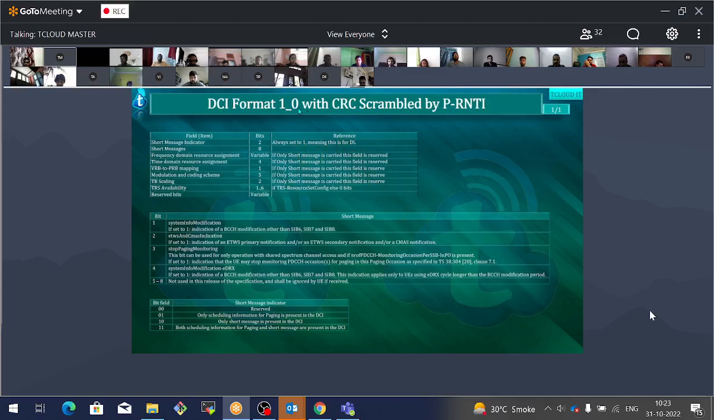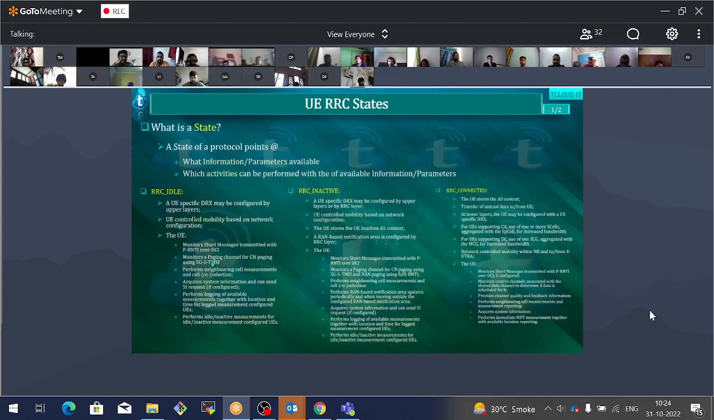So the DCI format 1_0 would tell the mobile equipment if only radio related paging is happening, or core network plus radio related paging is happening, or only either one of them is happening. When it is scrambled with P-RNTI, which is a reserved number 65,534. SI-RNTI is 65,535. These are fixed numbers. So you would be monitoring that.